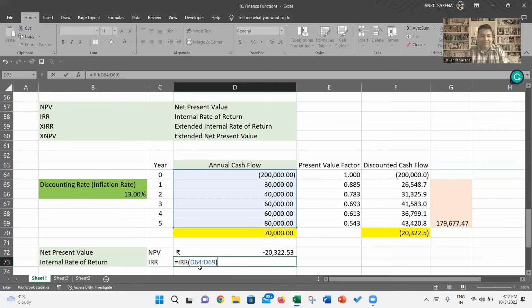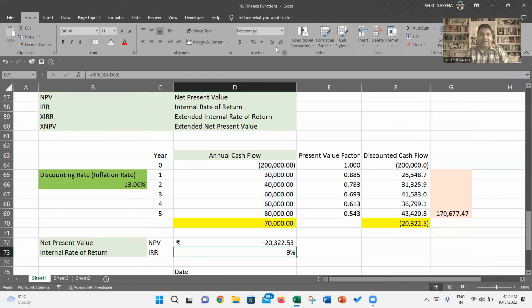If you do guess, it will not affect the entire calculation, because this guess is in the large bracket, which is an optional syntax parameter. I'm not using any guess value, I'm just hitting enter over here. So I get one answer, which is 9.33% as my IRR.